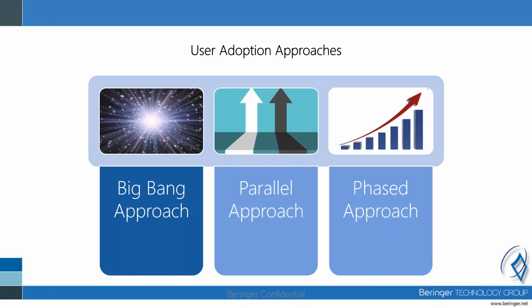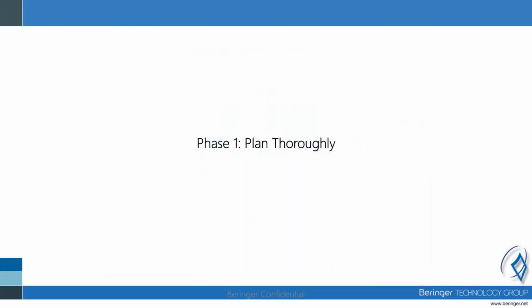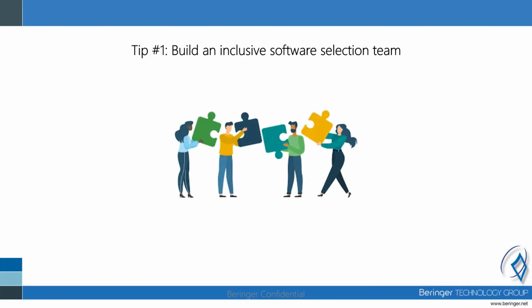So everything that we do in order to promote user adoption can fall into different phases. And in our phased approach, the first phase is going to be to plan thoroughly. So tip number 1, we want to build an inclusive software selection team. Members of the software evaluation and selection team should represent a cross-section of your organization. In addition to leaders who understand the business objectives of the implementation, you should include staff members who can anticipate how the software will impact day-to-day operations. Make sure that each department or business unit feels their perspective is represented in the selection process.